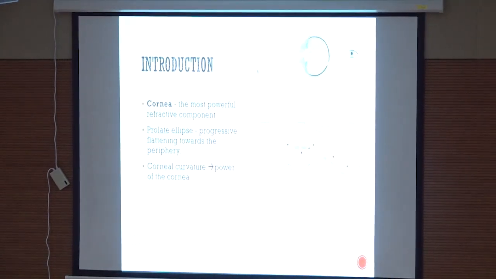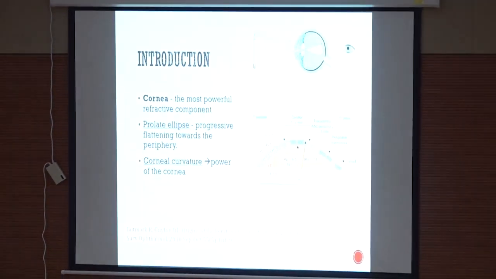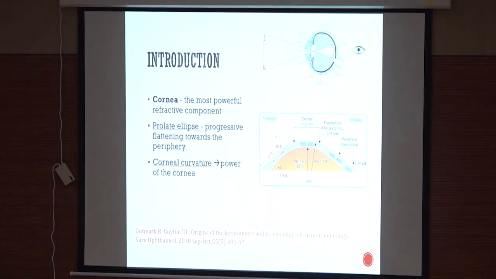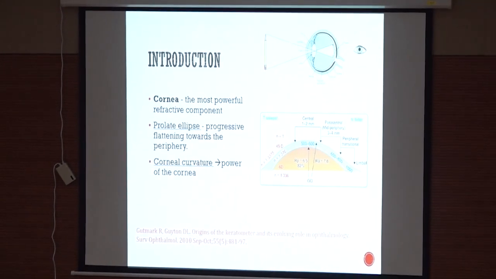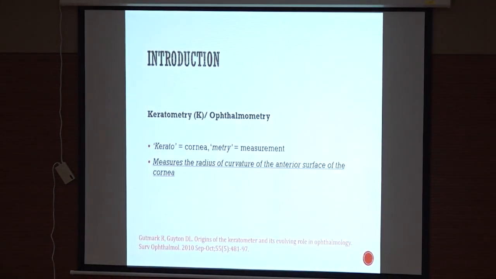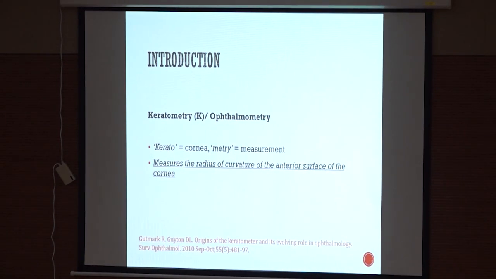So cornea, as you know, contributes to around 2/3 of the total refractive power of the eye. And if we look at the shape of the cornea, it is a prolate ellipsoid which is steeper in the center and tends to flatten towards the periphery. And it is actually this corneal curvature that imparts this refractive power to the cornea. And keratometry is nothing but measurement of this corneal curvature. Keratometry is also termed as ophthalmometry. So by definition, keratometry measures the radius of curvature of the anterior surface of the cornea.